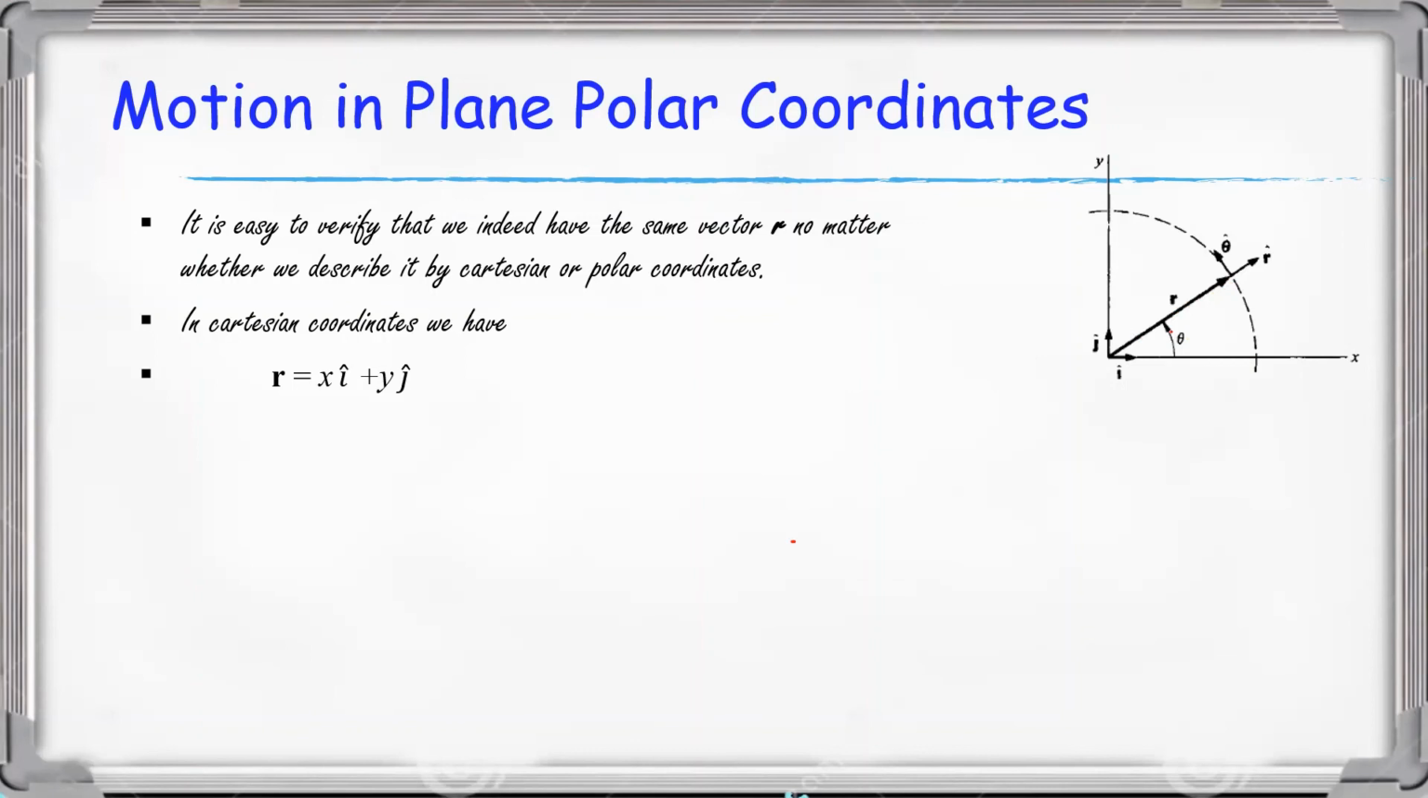And in polar coordinates, what will be r? A vector r has a magnitude. We know that the length of this one is r. It is the magnitude of r into r cap. So in polar coordinates, we can express the vector r as the magnitude r into r cap.